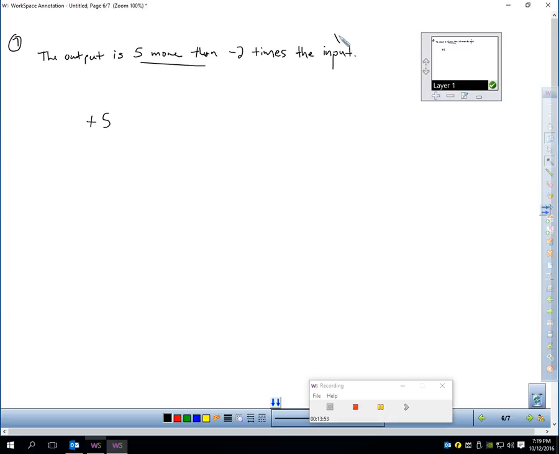Do we all remember that input means x and output is y? So the output is 5 more than negative 2 times the input. There's my equation. Now, it says find the input. So find x when the output is 11. In other words, they're saying put an 11 in here for the output. So they want me to solve 11 equals negative 2x plus 5.